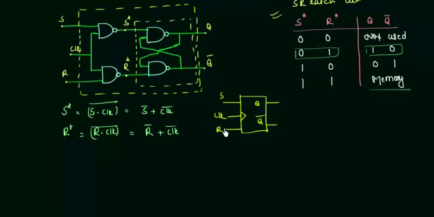The three inputs will be there: S, clock and R. So let's make it: clock, S, R.